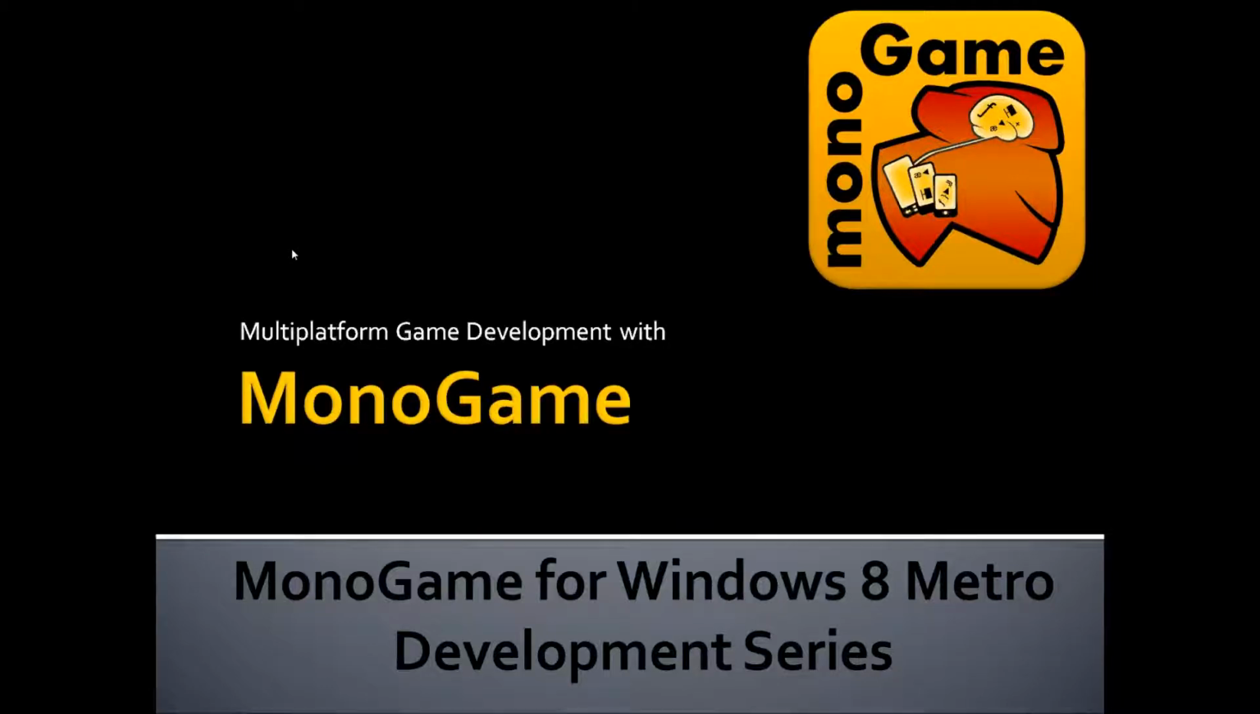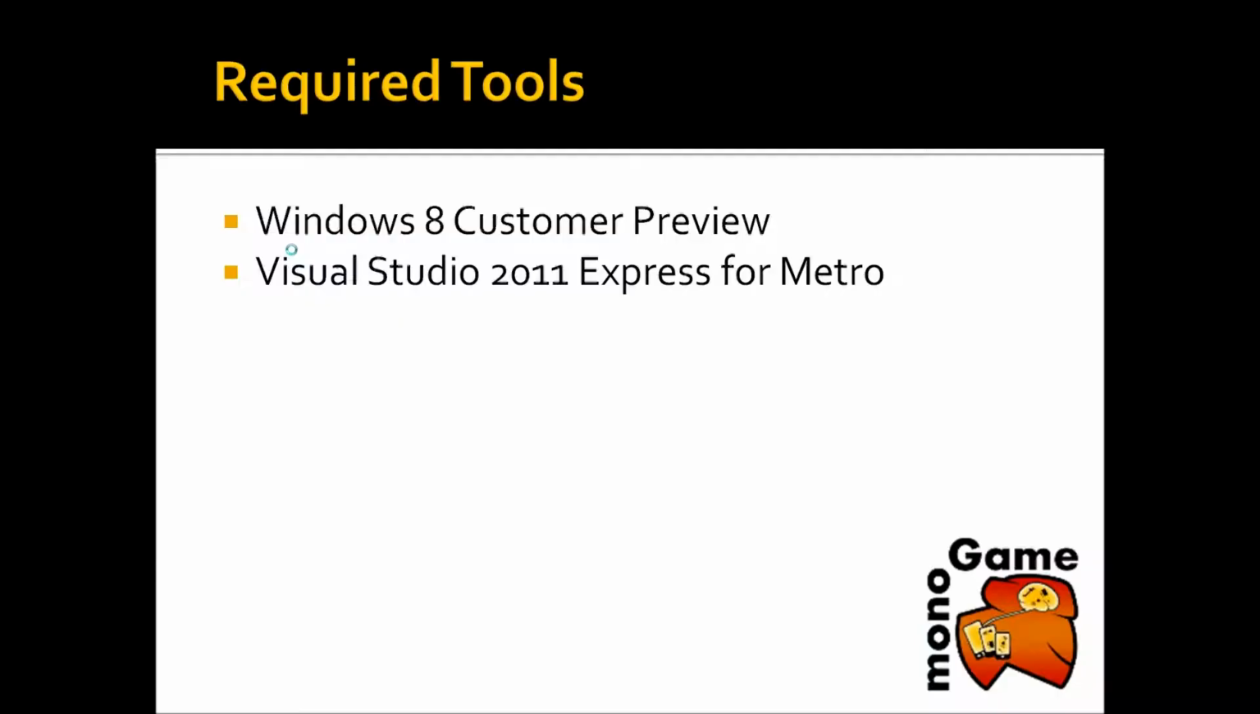Welcome to the next set of development series tutorials for MonoGame. In this particular series we're going to concentrate on Windows 8 Metro development. This is a brand new development in our Develop 3D branch that is currently in progress, and the idea behind this set of development series is to try and get more people interested in helping develop this particular platform a bit further.